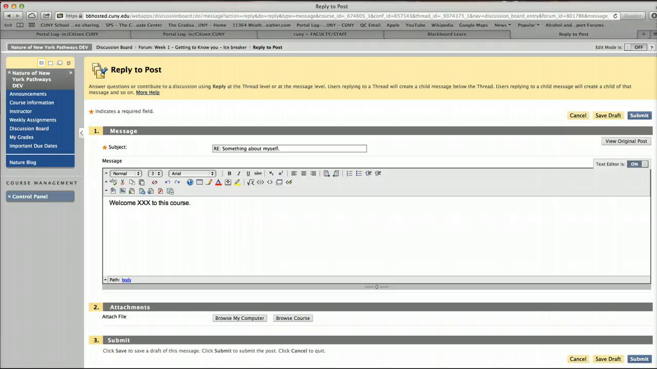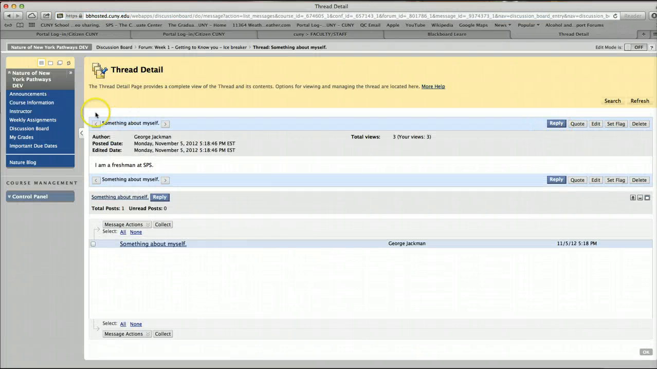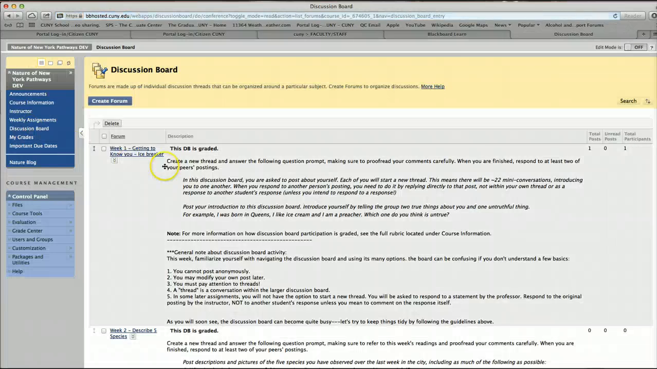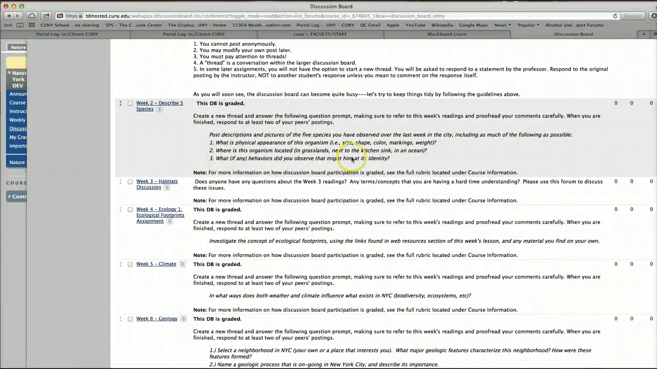And like I said, this is a discussion, and there's quite a few. There's such a diverse group of students here. It's quite interesting. Okay, I'm going to cancel this, and we'll get rid of that later on. So there's the discussion board. Let me go back to the discussion board. Each week there will be a discussion. It's graded.